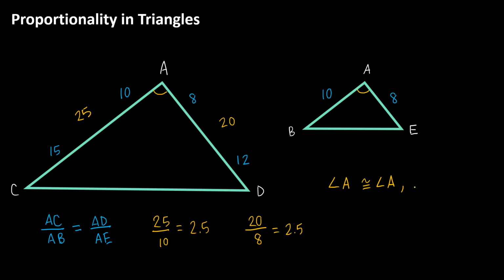that triangle ACD is similar to triangle ABE because angle A is congruent to angle A, and the ratios of AC to AB and AD to AE are the same. So triangle ACD is similar to triangle ABE due to side angle side similarity. So that was just a recap of last lesson. I just wanted to demonstrate that you will be seeing overlapping triangles more often than not today.